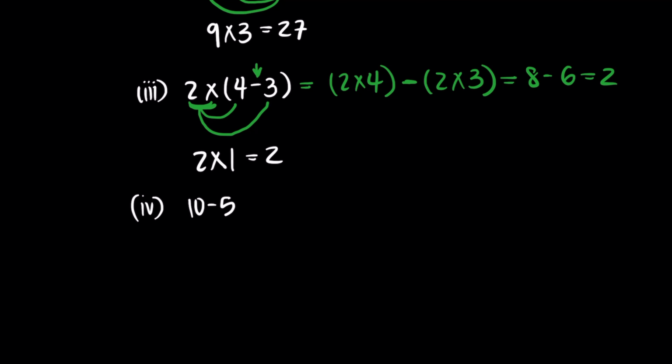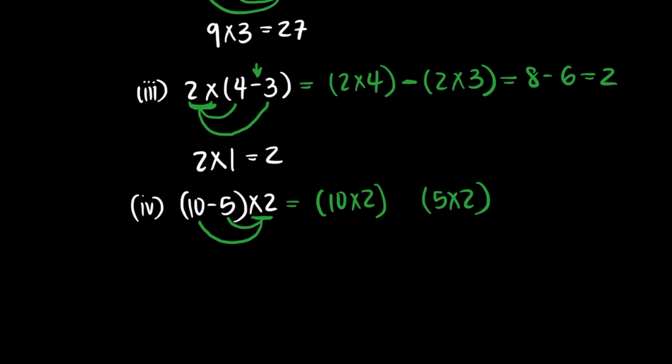Fourth example. Open brackets, 10 minus 5, close brackets, multiplied by 2. Again, the number 2 is going to be distributed to the numbers inside the bracket. So 2 is distributed to 10, 10 multiplied by 2, and 2 is distributed to 5, 5 multiplied by 2. But we have to preserve the sign between both numbers, and this sign is negative, so we put back the negative sign. And when we work this out, we get 20 minus 10, which is 10. And again, we can check to see if this answer is right, and we see that we also get 10.